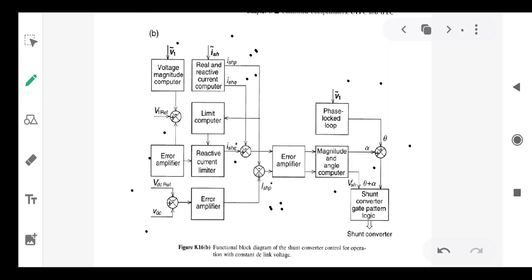So the deviation in the active current and the deviation in the reactive current are both taken into account, and the error amplifier output is given to the magnitude and angle computer, from which you will obtain the shunt controller voltage VSH as well as angle alpha. That angle is adjusted with theta in order to get synchronizing signals, from which we will get the gate pattern logic of the shunt converter. So this gate pulse generator will control the shunt converter accordingly to get the required VSH and ISH values.